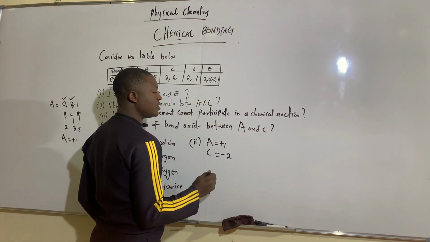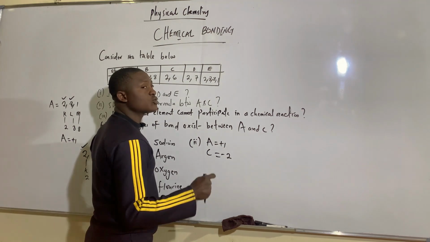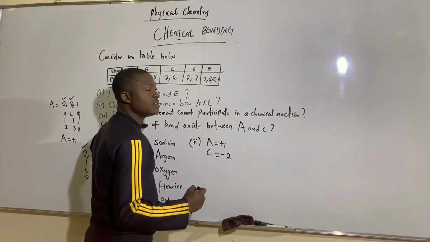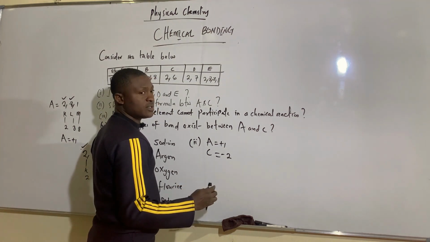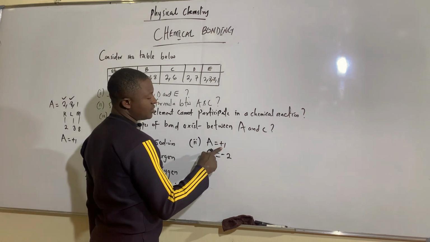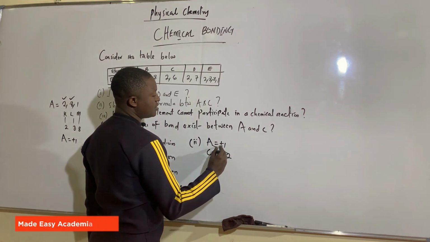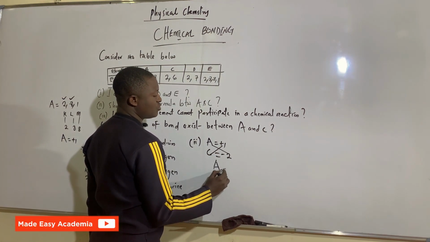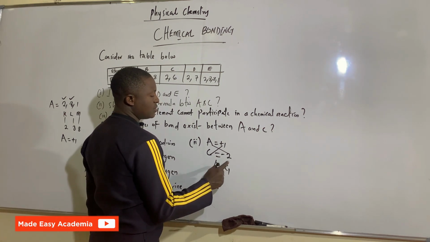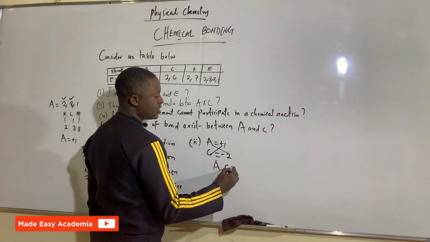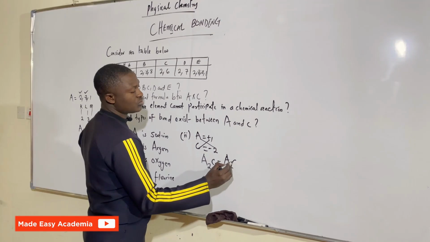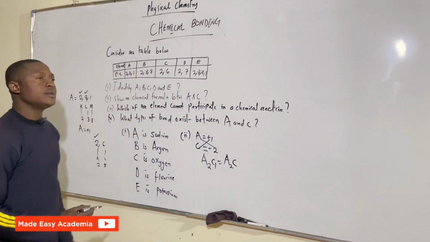Now, if they react together, I told you earlier, the metal must come before the non-metal. The one that is giving out must come before the one that is receiving. A is giving out 1. So we have A2C1. You don't need to put the negative, so this is nothing but A2C. Do you get that?